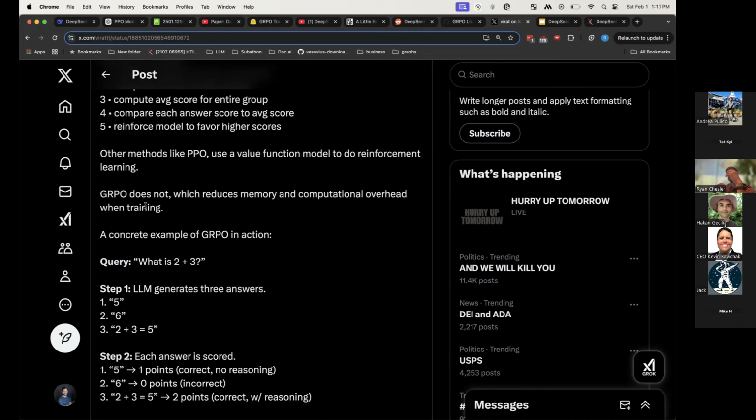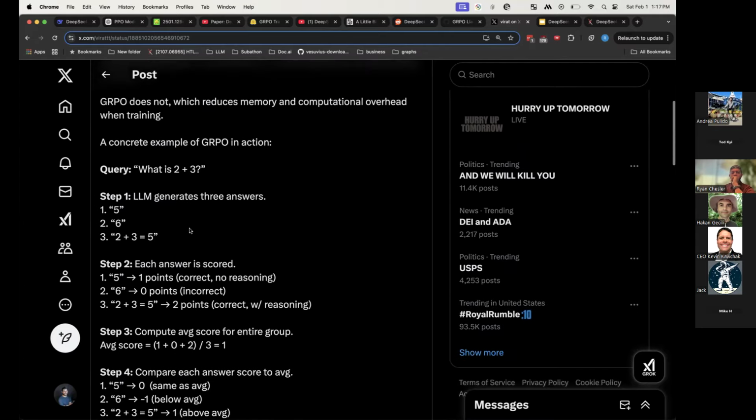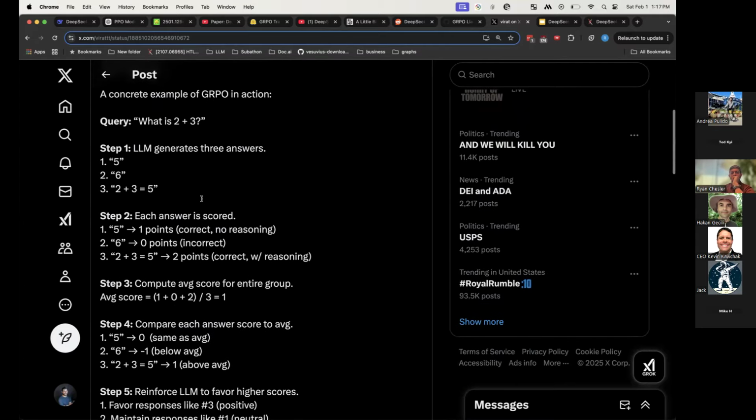But if you can do it in a single sequence generation, that's a lot better than saying I have to do 64 and then do some merging of them every single time. So that's one of the innovations there. So this is kind of walking through an example of what that might look like.